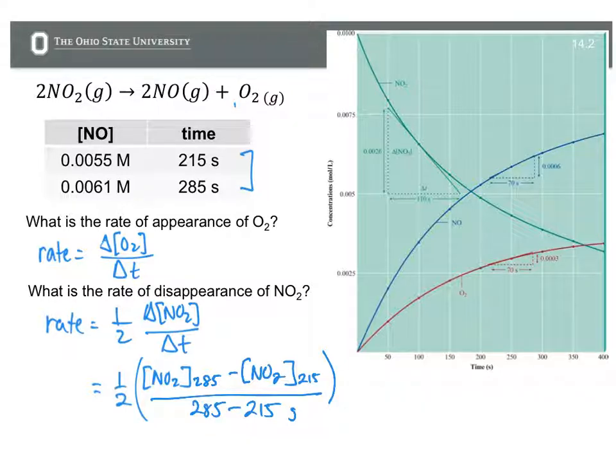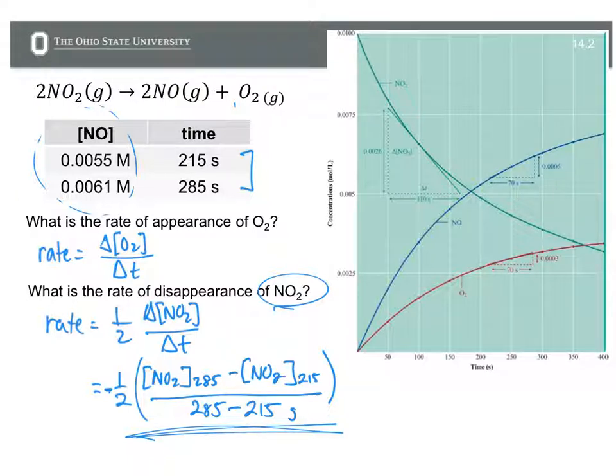I was just confused because it says NO up there, and down here it's NO2. Oh, I'm so sorry. You're right. Okay, so let's look at the rate of disappearance of NO2, and let's just ignore the NO for right now. We're not going to actually do any math with this. I just want you to see what this equation looks like.